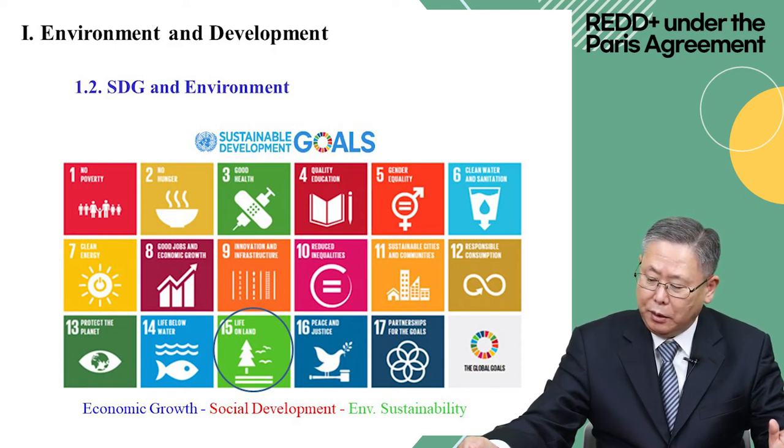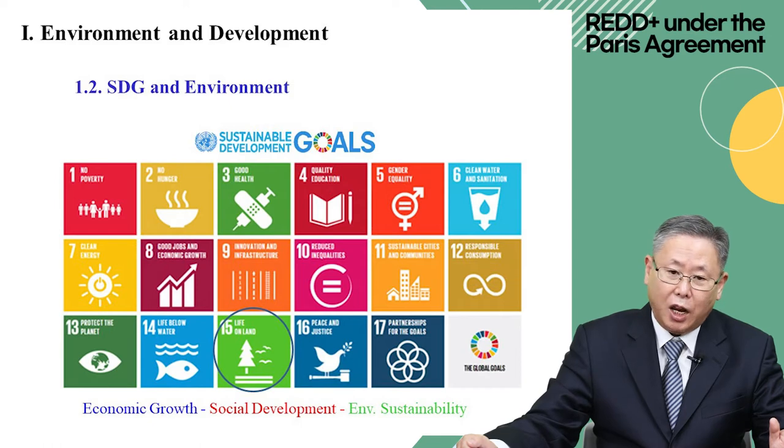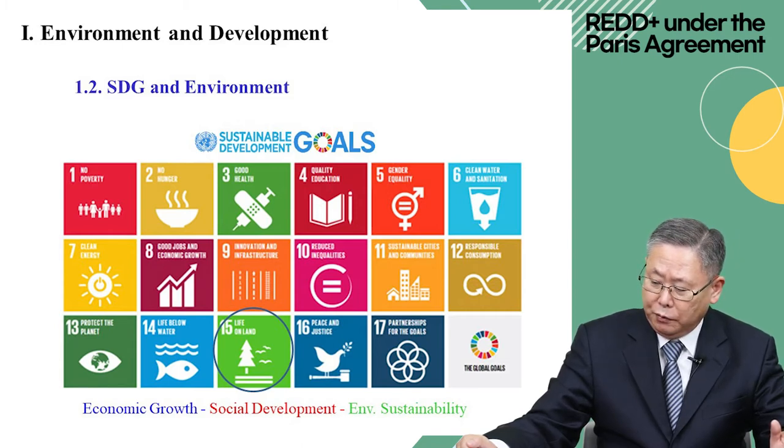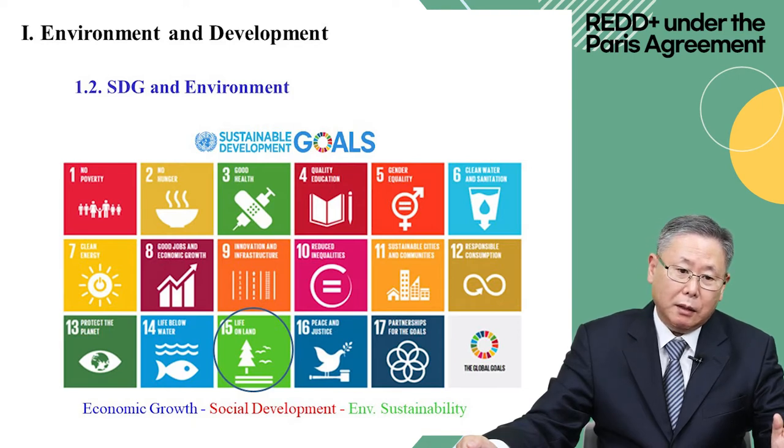SDG is mentioned in Transforming Our World: the 2030 Agenda for Sustainable Development, adopted by the UN, with 17 goals and 169 targets. And especially goal 13 and goal 15 are most important. And economic growth, social development, and environmental sustainability are equally important.